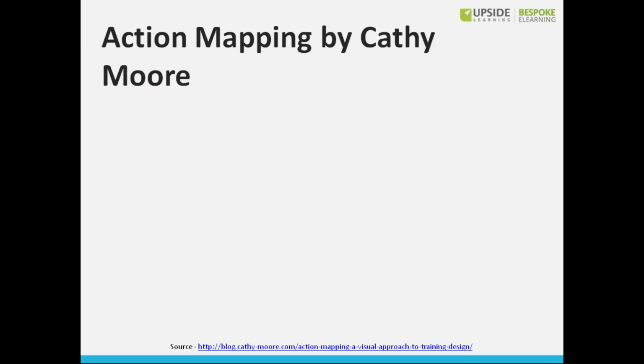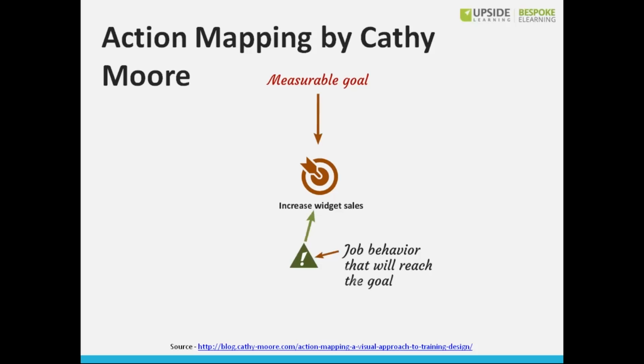So assume that you have a goal, a measurable goal in terms of increasing widget sales by, say, 10% in the next year. So you have a fairly measurable goal. What you need to identify is what job behavior or behaviors do your staff need to exhibit so that they can reach this goal. So you identify where they are not doing well, what is it that they need to know, do, etc. Essentially behaviors. What should they be able to do?